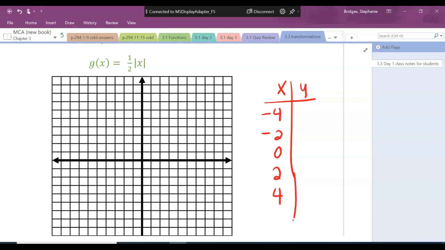Absolute value of -4 is 4. What's half of 4? 2. Absolute value of -2 is 2. Half of 2 is 1. 1/2 times 0 is just 0.